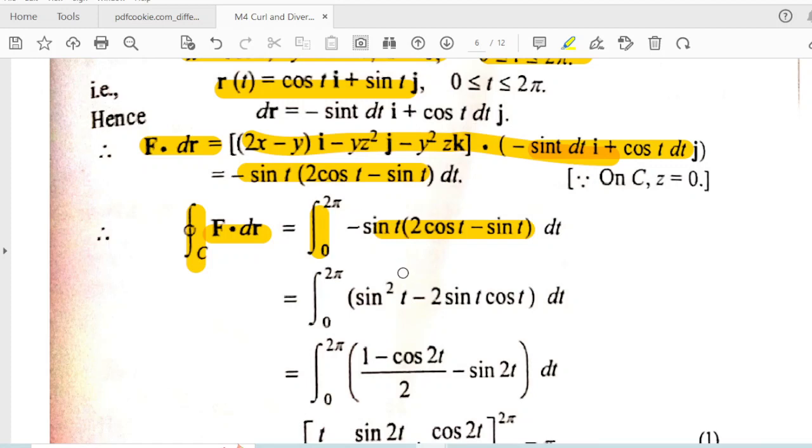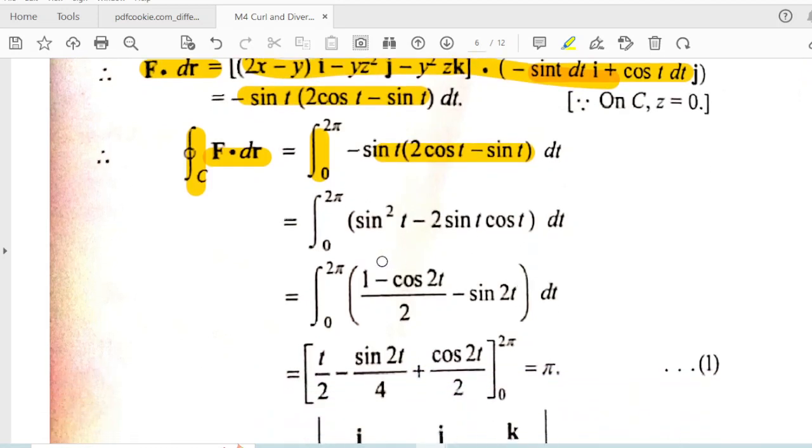We get cos square t plus sine square t minus 2 cos t sine t. So this sine square t can be written as (1 minus cos 2t) by 2, and this can be written as sine 2t.